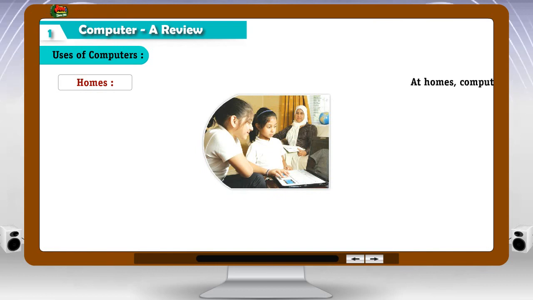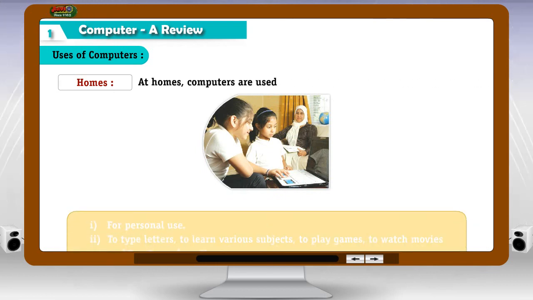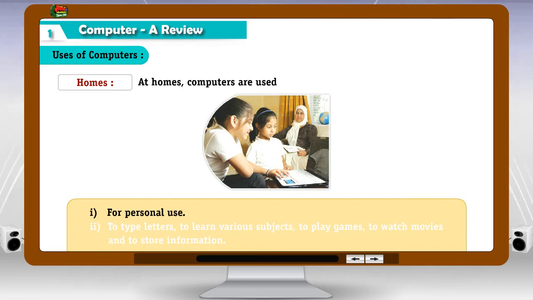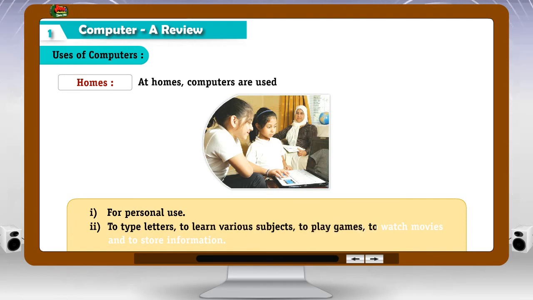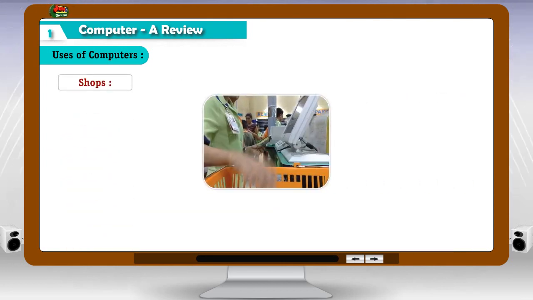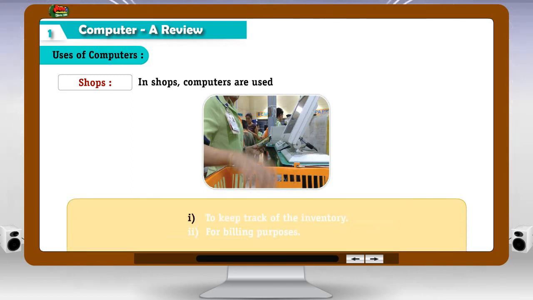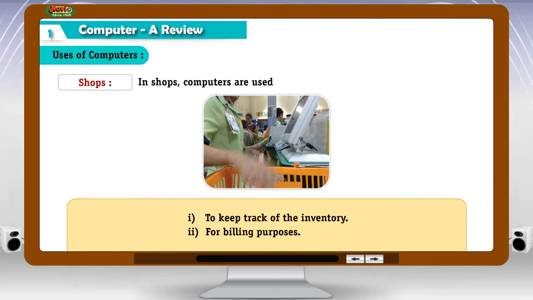Homes. At homes, computers are used 1. For personal use, 2. To type letters, to learn various subjects, to play games, to watch movies, and to store information. Shops. In shops, computers are used 1. To keep track of the inventory, 2. For billing purposes.